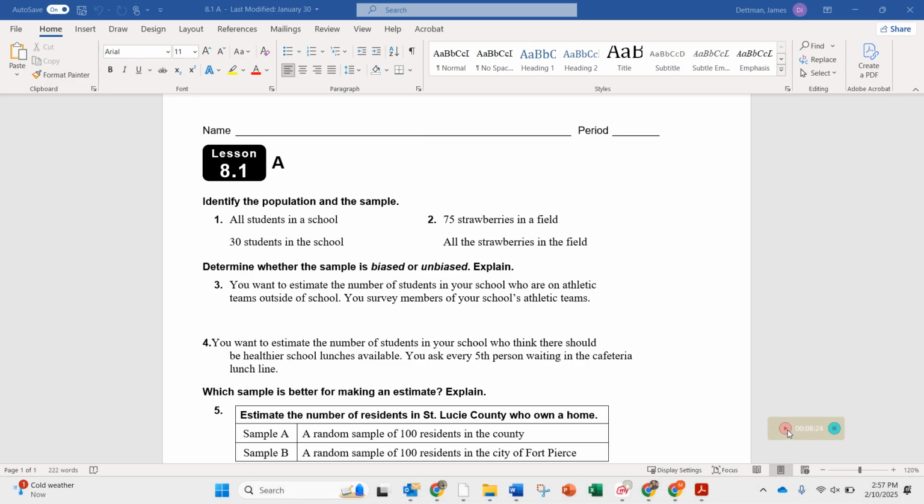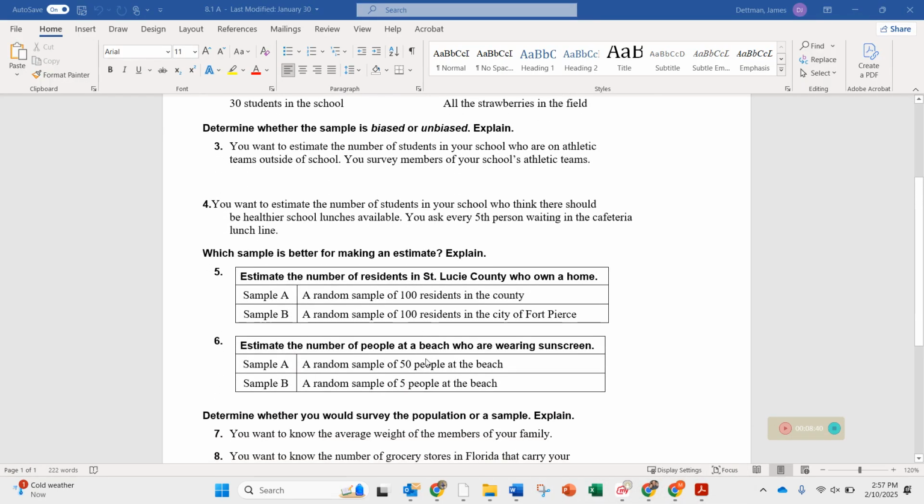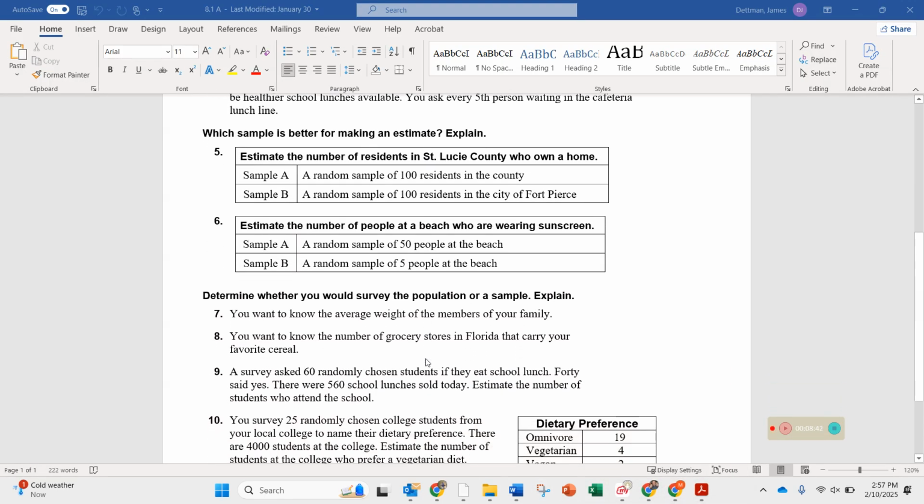What is it? All students in the school or 30 students in the school? 75 strawberries in the field, all strawberries in the field. Okay, what are we looking at? Number 3, is it biased or unbiased? Same thing with 4. And then when you're looking down the screen, you're making estimations. So which sample is better for making an estimate? You're going to read A, you're going to read B. And you're really going to have to think through things.